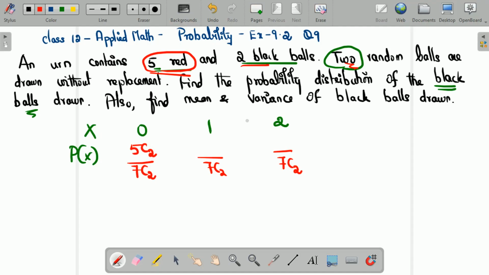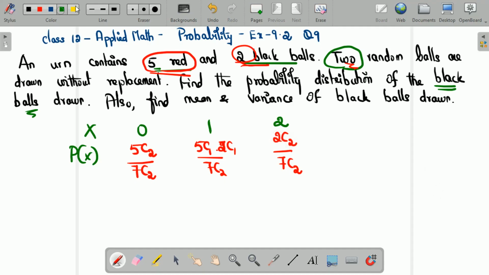In the second case, 1 black ball is picked, which means 1 red ball is also picked. So the favorable outcome is 5C1 into 2C1. And in the last case, there are 2 black balls. All the 2 black balls are picked. So this is going to be 2C2.